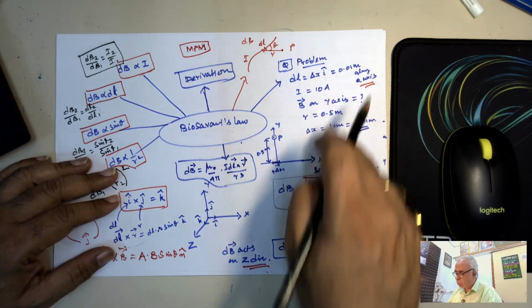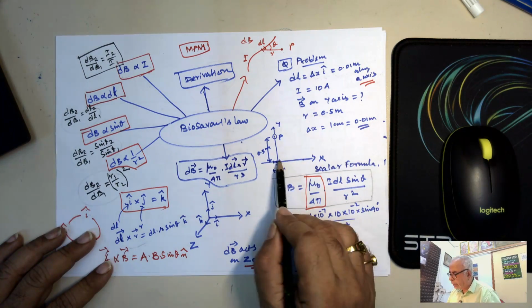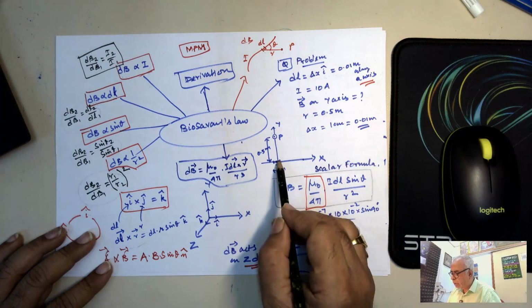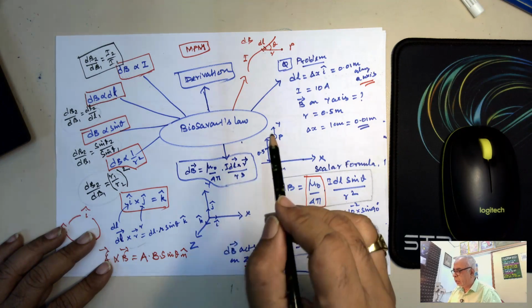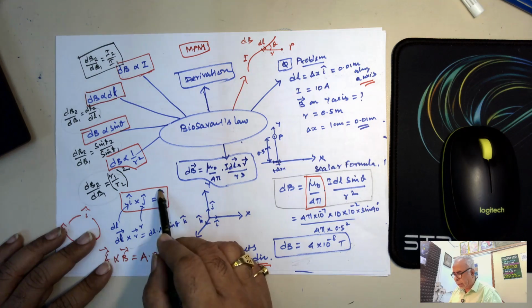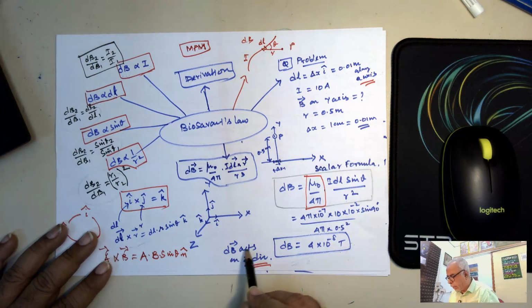Now the direction is also asked. So in that case, this is in the x-axis and this is in the y-axis. So i cross j means it should be in the third dimension, that is along k, above the plane of the paper. So in that case, you can put k. So you can simply mention that the magnetic field acts in the z direction.